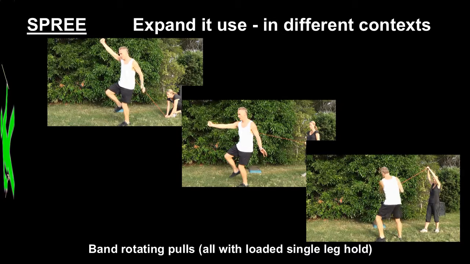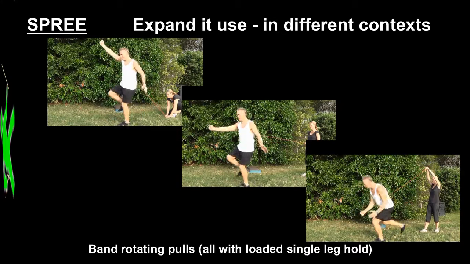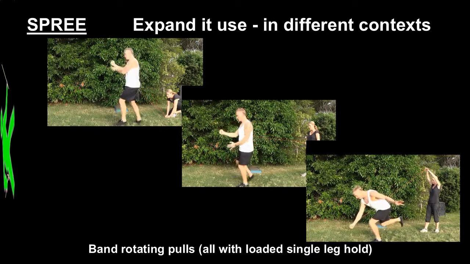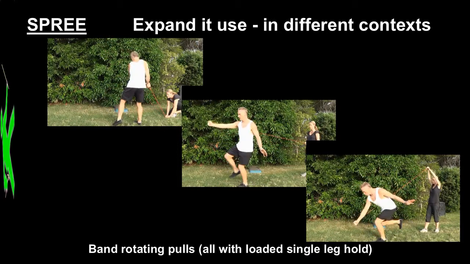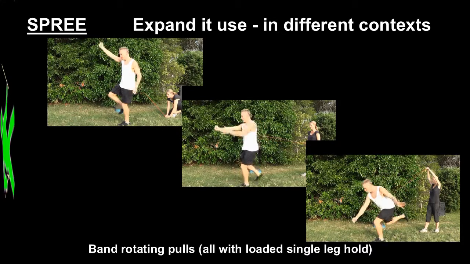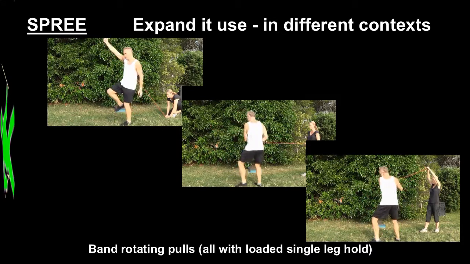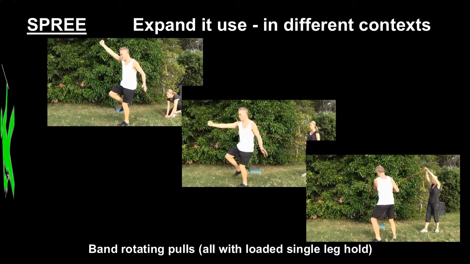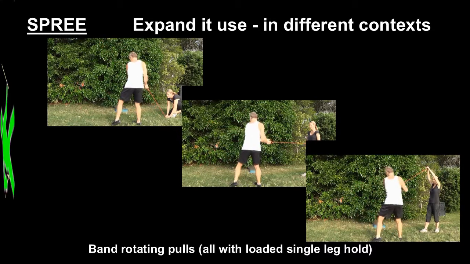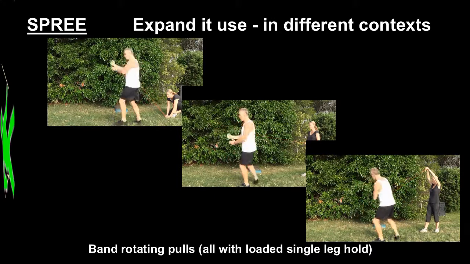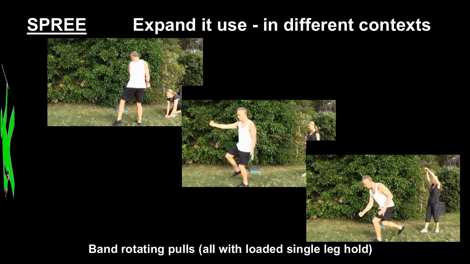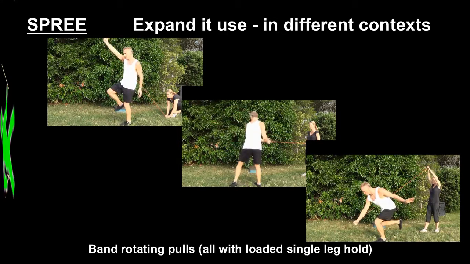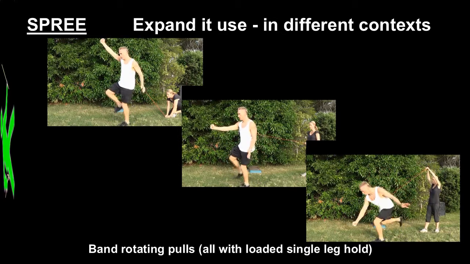This is one of those exercises that's a lot more challenging than it looks. These are band rotating pulls, and you can see as we work our way down the clips, we're going from low to high in the first, horizontally in the second, and from high to low in the third. And this means that the single leg balance control, even though the movement's similar, is in fact quite different because of the direction in each of them. There's a more upright stance in the first, there's a lower final stance in the third.